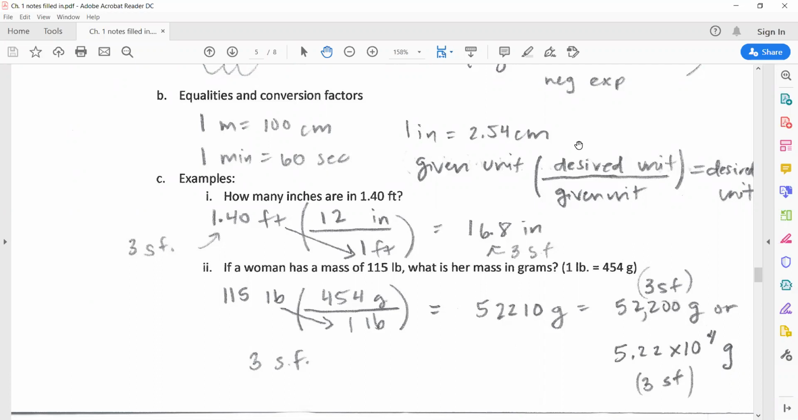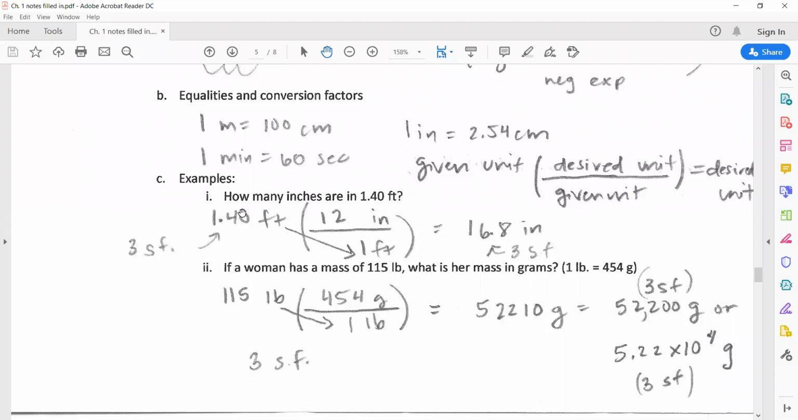How we can convert is by using this general formula here, where you start with a given unit, and then you use a conversion factor right here, which is a fraction. The given unit has to go directly to the bottom of the fraction so that it will cancel, and the desired unit will go on the top. This will cancel given units and end up with the desired.